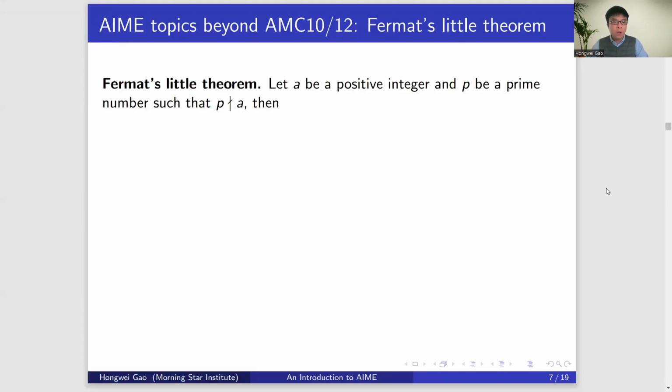The statement is as follows. Let a be a positive integer and p be a prime number, such that p is not a factor of a. Then we have the following conclusion. a to the exponent p minus 1 is congruent to 1 mod p. That is, when a to the exponent p minus 1 is divided by p, the remainder is 1.